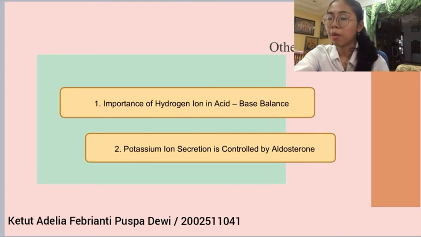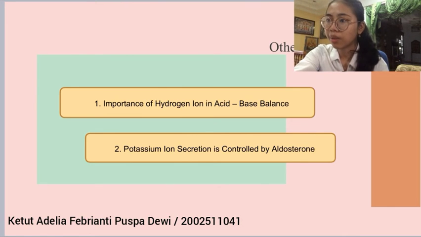The second one, potassium ion secretion, is controlled by aldosterone. K plus is the most plentiful cation in our body, but about 98% of the K plus is in intracellular fluid because the Na plus K plus pump actively transports the K plus into the cell.